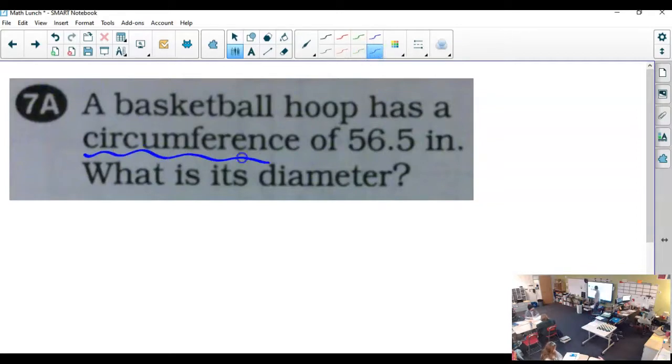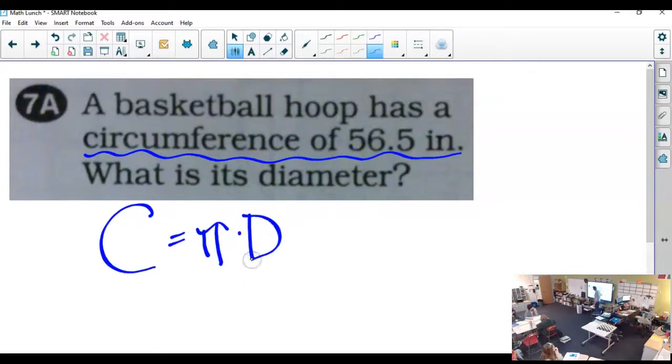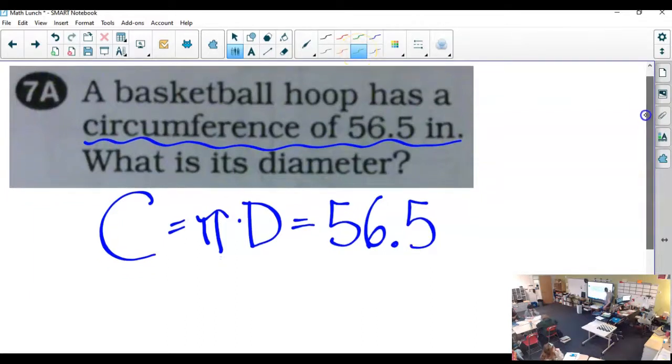So circumference is 56.5. We said crust is pi dough, making me hungry. My grandma's pie. Well, my grandma's gone, so I'll never have her homemade pie again.